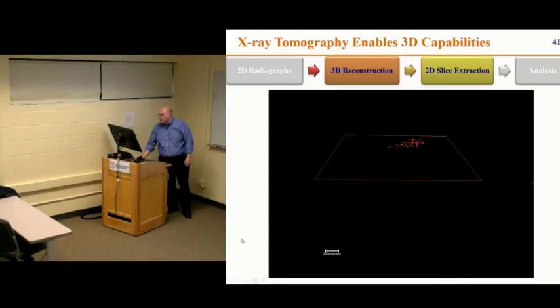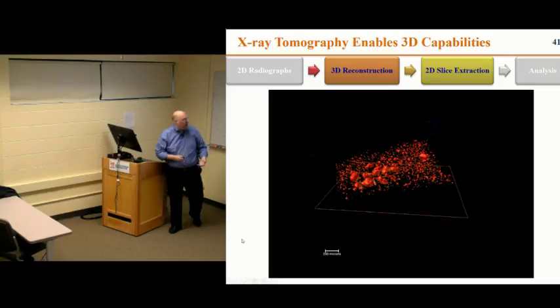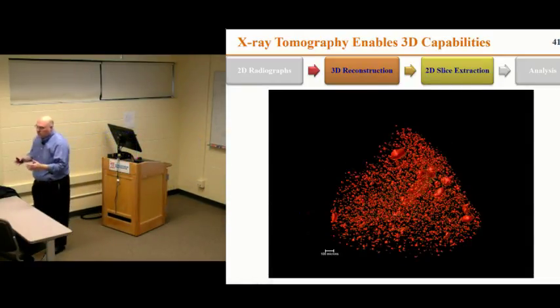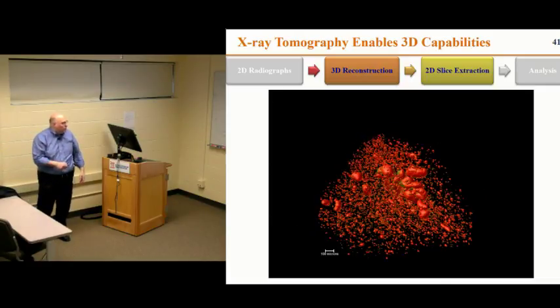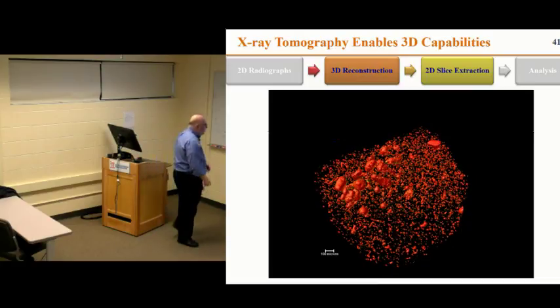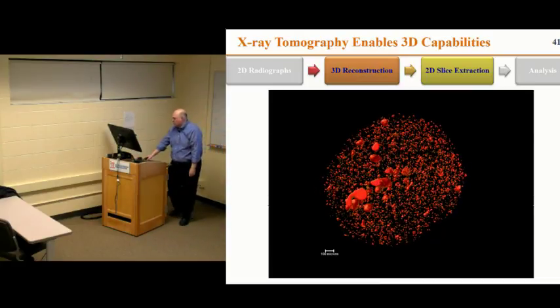This is a 3D reconstruction. Again, we can get slices. We can reconstruct the thing in 3D. This is showing only the particles. The matrix has been removed just through image processing. Only the particles are in there. And we can get the initial sizes, distributions, and so on.